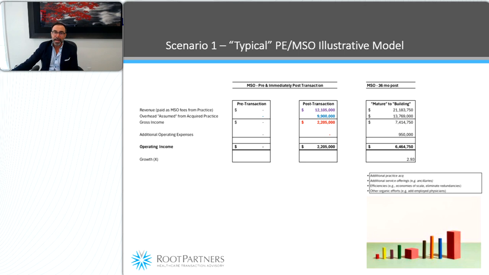And so how does this business grow from what you bought to where it is 3 years later? As I mentioned, additional practice acquisitions. You could have additional service offerings. Maybe certain ancillary services that historically were very costly, and the physicians did not have the capital to do that. Now with the private equity partner, you're able to invest in those ancillaries.